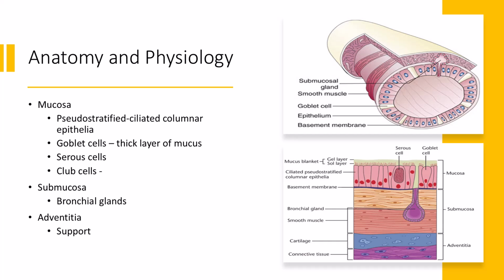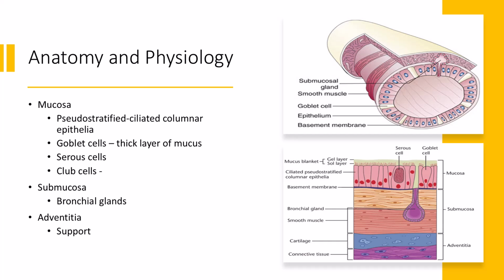The serous cells produce less viscous mucus, which makes up the sol layer of the mucus. The role of the club cells is not completely clear, but they are known to have a high degree of metabolic activity and to contain many enzymes. The submucosal glands contribute the greater volume of mucus. Their secretion increases under the influence of parasympathetic nervous stimulation.